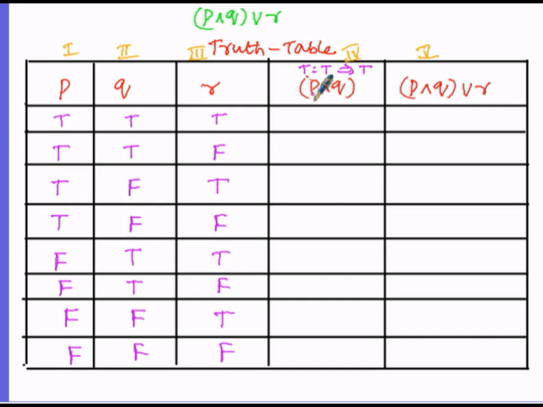Both the truth values of the two statements P and Q must be true, then only the conjunction will be true. So here P and Q are T and T, therefore the conjunction is also true. In the second case also, both are true, therefore the conjunction will also be true. Here one is true and the other is false, and similarly T and F, F and T, F and T, F and F, and F and F. In no way is it possible here, therefore the remaining truth values will be false only. Then in the last column we have to find out P and Q or R.